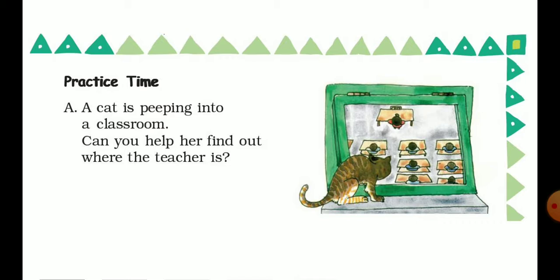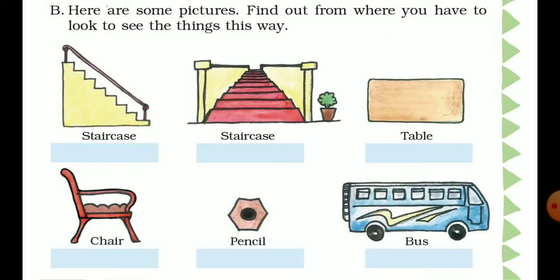A cat is peeping into a classroom. Can you help her find out where the teacher is? Kids, you can find where the teacher is. The teacher is standing in front of the students and near the table.